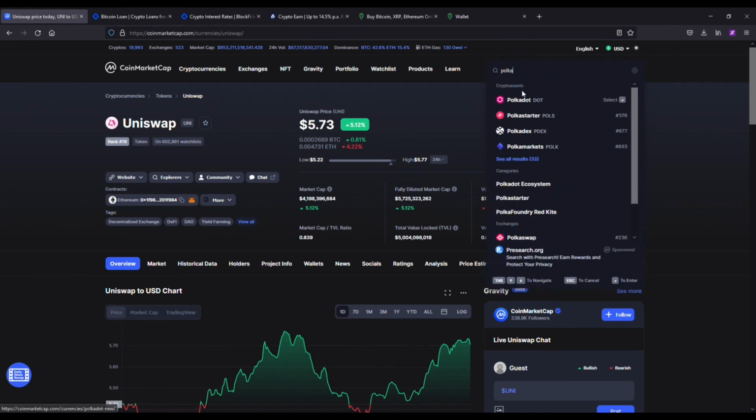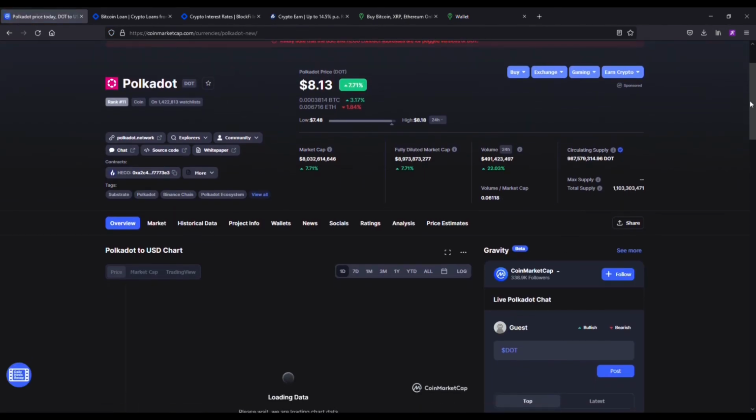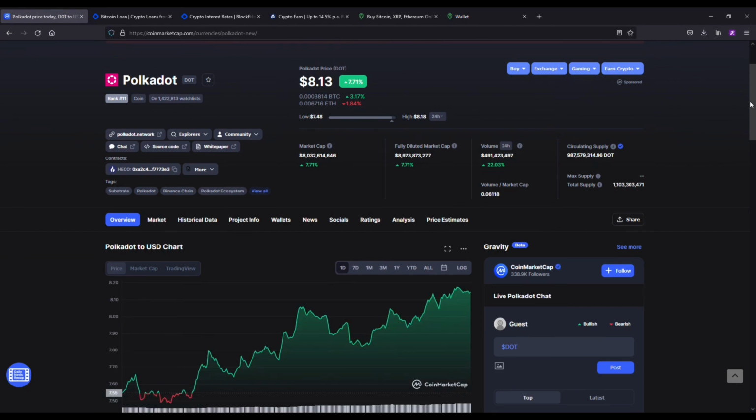Okay. And then we've got Polkadot. Polkadot is a software. It's basically an alternative to Ethereum. I like it a lot. I think it's a coin you should add into your portfolio. The returns on it could be really good in the next couple of years. So I think it's going to be a consistent winner in the long term.